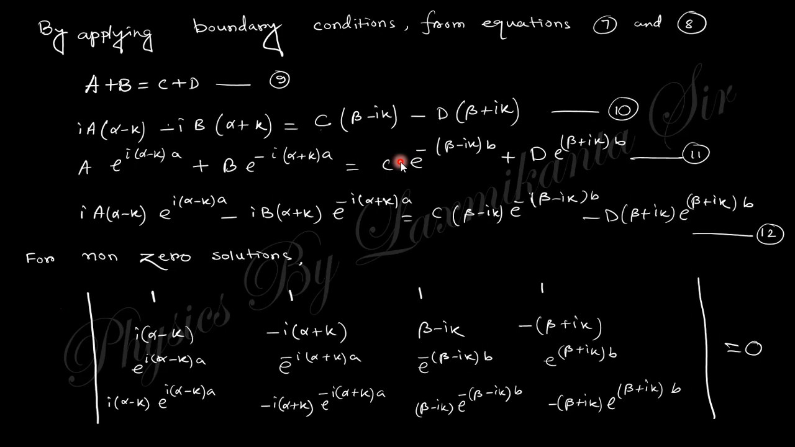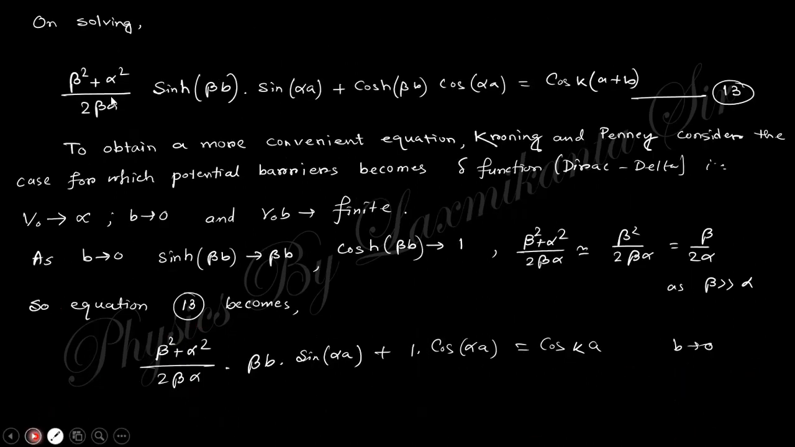And for a non-zero solution, the coefficients of these four constants, that is A, B, C, and D, must satisfy this determinant, which is equal to 0. So using this determinant, you can easily find this expression.